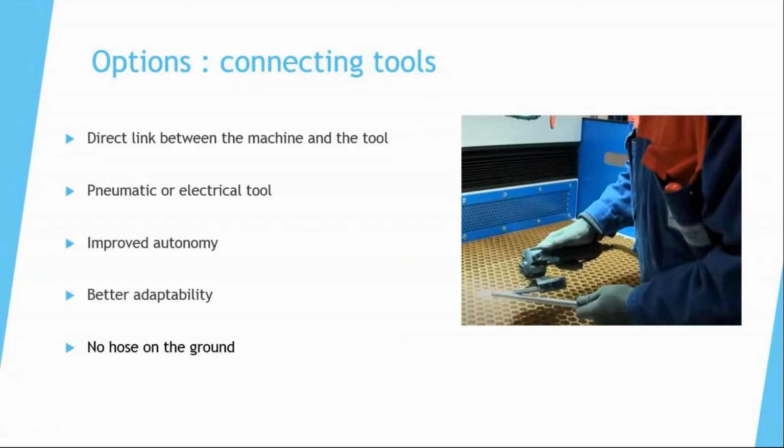Another option that we can see with this Downdraft table is the connecting tools. There is a direct link between the machine and the tool, so it's really more adaptive. It's more lean management in the sense that there is no waste of time looking for tools. They are already there. It could be pneumatic or electrical tools. It improves the autonomy of the working area. It's really adaptive, so you have your suction channel or your electrical tool and you put whatever tool you want. And it allows you to have no hose on the ground, so there is no risk for the operator to fall because of a cable on the ground.